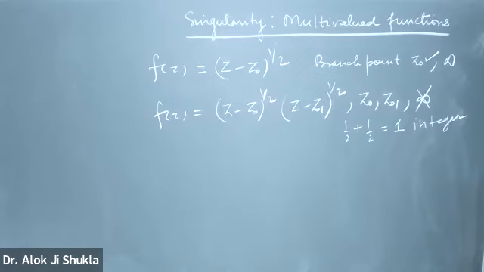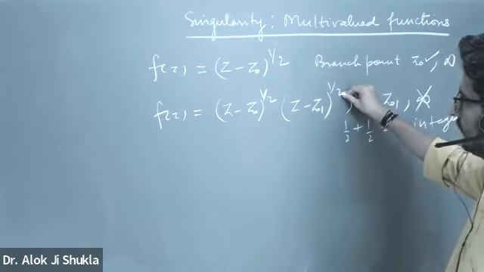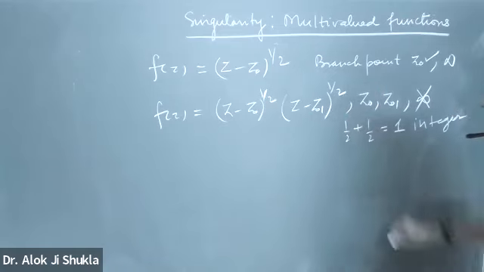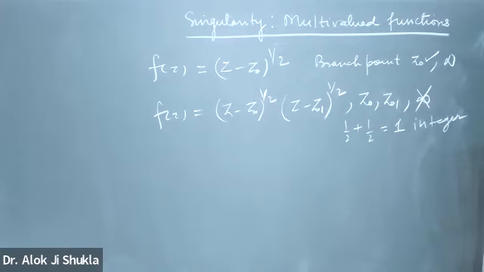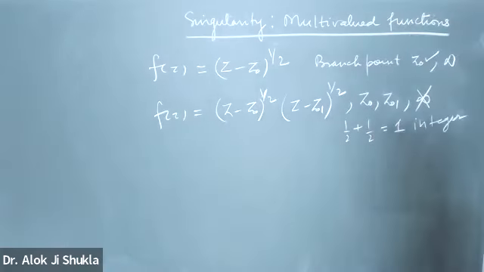And suppose it was 1 by 3 here, 1 by 3 here, then z naught, z naught 1 and infinity, all of them will be the branch points. These things can be seen using limits, but I am telling you a simple rule. You can see from here whether infinity is a branch point or not.